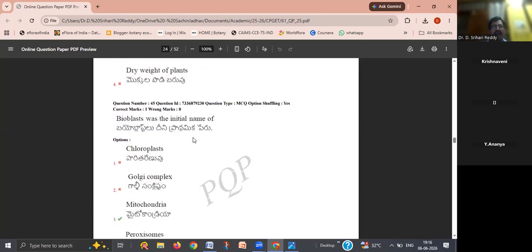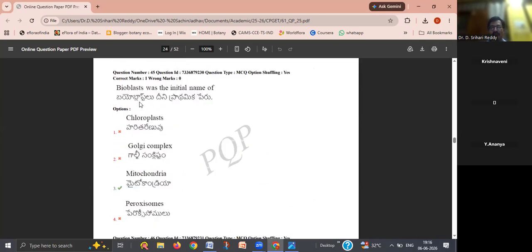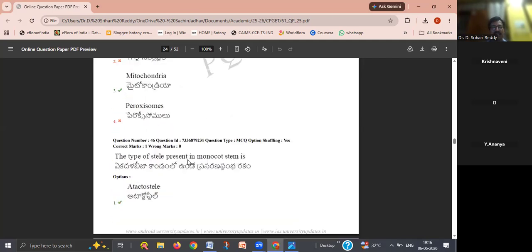And bioblasts, you know what are the bioblasts? Another name for mitochondria. Okay, so we also discussed about the bioblasts. Bioblasts was the previous name for the mitochondria. Altmann named it bioblast. Later, Benda renamed it as mitochondria.